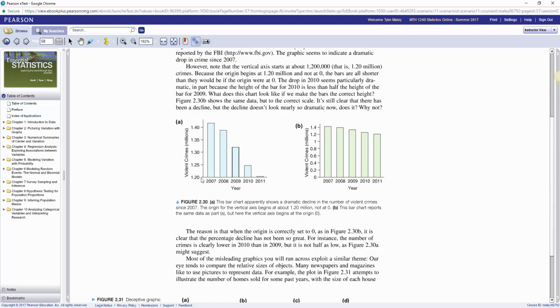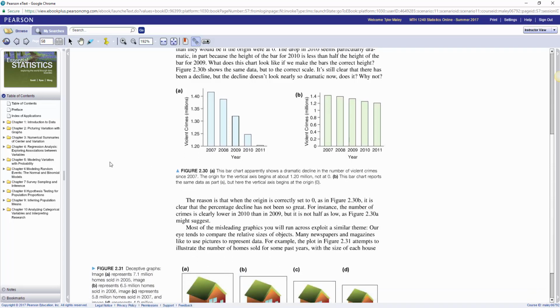So the graphs aren't lying. Like A and B, these graphs are displaying the same exact information. They're both correct. Just one has an emphasis that the crime rate has dropped dramatically, and the one on the right, part B, plays a trick on our eyes that the violent crimes haven't changed much over the years. So you have to keep that in mind.